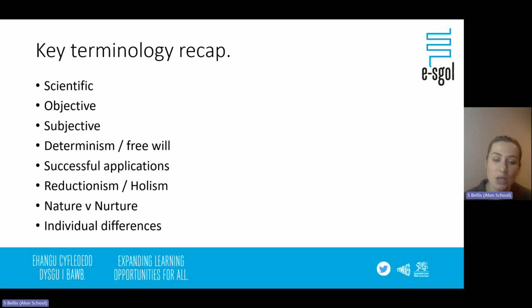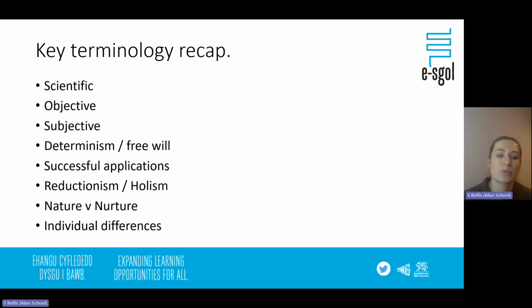And then lastly, we have got individual differences. Now, individual differences is also known as something called nomothetic. And individual differences basically means that everybody is different, because everybody's upbringing is different and everybody's life experiences are different. And has psychology considered that in their evaluation or in their research? They are all key terms that we definitely need to be aware of.